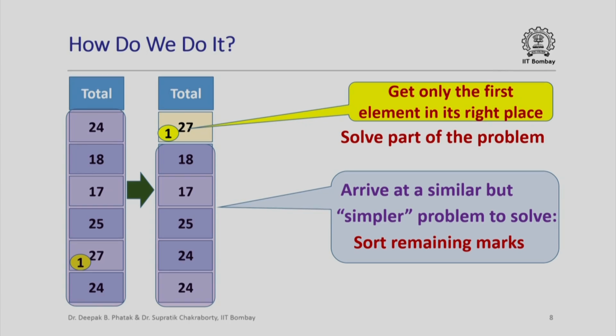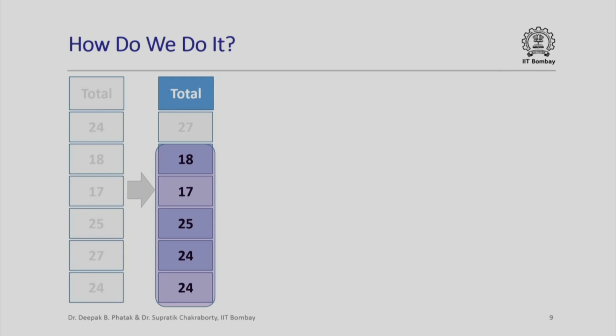Why is it similar? Because I still have to sort this part of the array. Why is it simpler? Because I have to worry about 1 less marks. Now how do I go about solving this similar but simpler problem? Well, in exactly the same way that we discussed just now. We are going to solve part of this smaller subproblem.